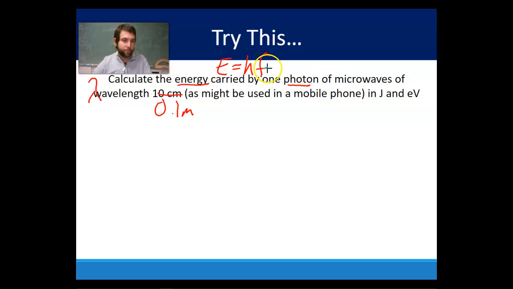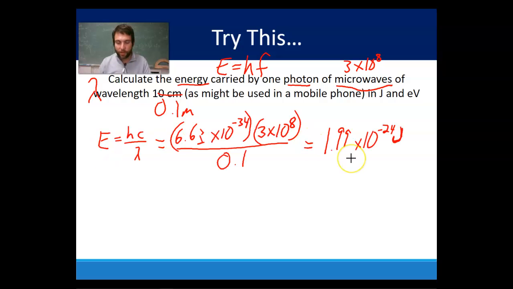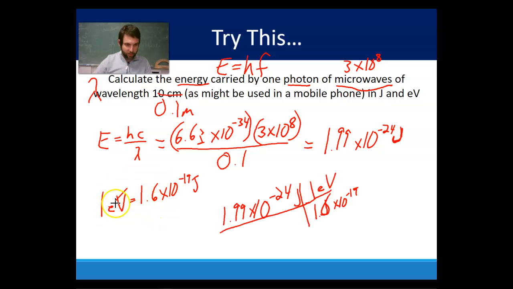We're not given frequency, though. But we are given wavelength, and we know it's a microwave, and a microwave is what kind of wave? An electromagnetic wave, electromagnetic radiation, which all travels at 3 times 10 to the 8th meters per second. So I'll use the second form of the equation, E equals hc over lambda. Then substitute and solve, and we get 1.99 times 10 to the negative 24 joules. Now converting that to electron volts, using my conversion factor and dimensional analysis, I get 1.24 times 10 to the negative 5th electron volts.